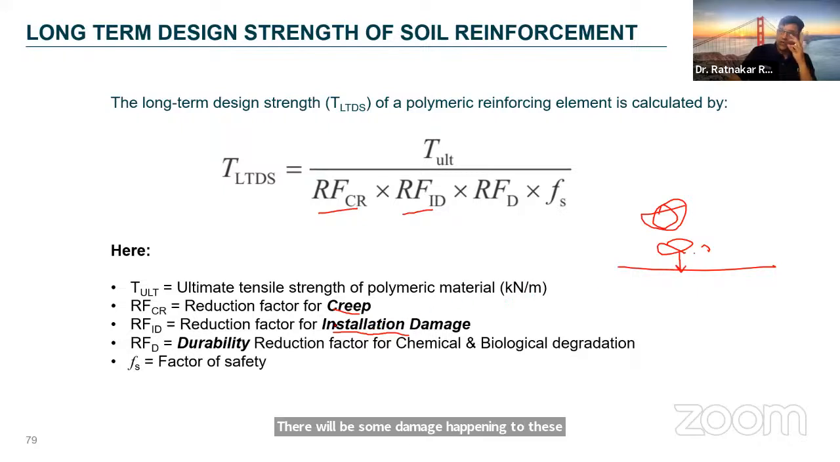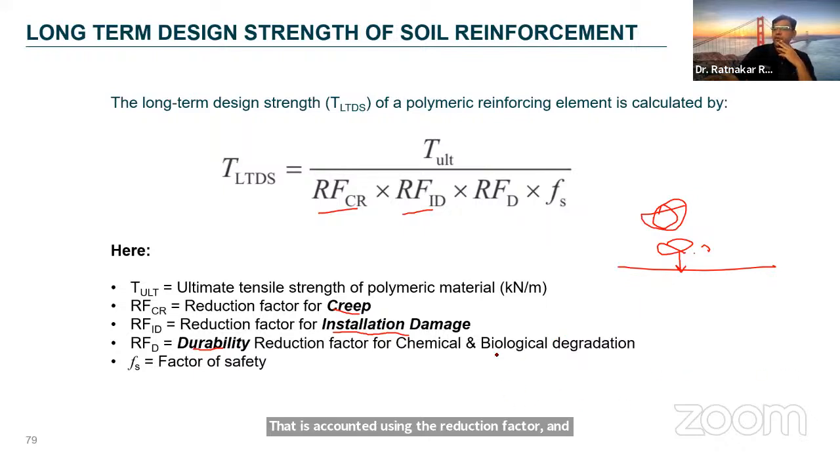That damage is accounted for in the design itself at the beginning stage. That's referred to as a reduction factor for installation damage. And then durability. The soil reinforcement is interacting with the soil as well as water and maybe the possible alkaline or acidic condition. So how the durability of this reinforcement will hold for such a long period is accounted for using the reduction factor for durability.